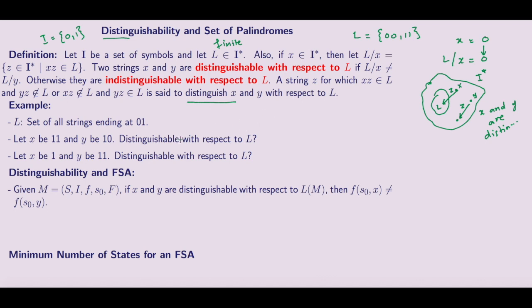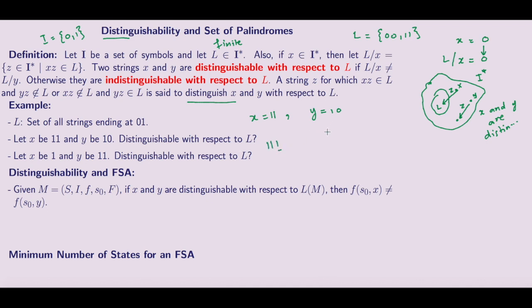Okay, so now L is the set of all strings ending at 01. Then we have x equal to 11 and y equal to 10. Are they distinguishable with respect to L or not? Okay, so x is 11 and y is 10. Now can we find a z for which xz is in L and yz is not in L? Can we do that? 1.